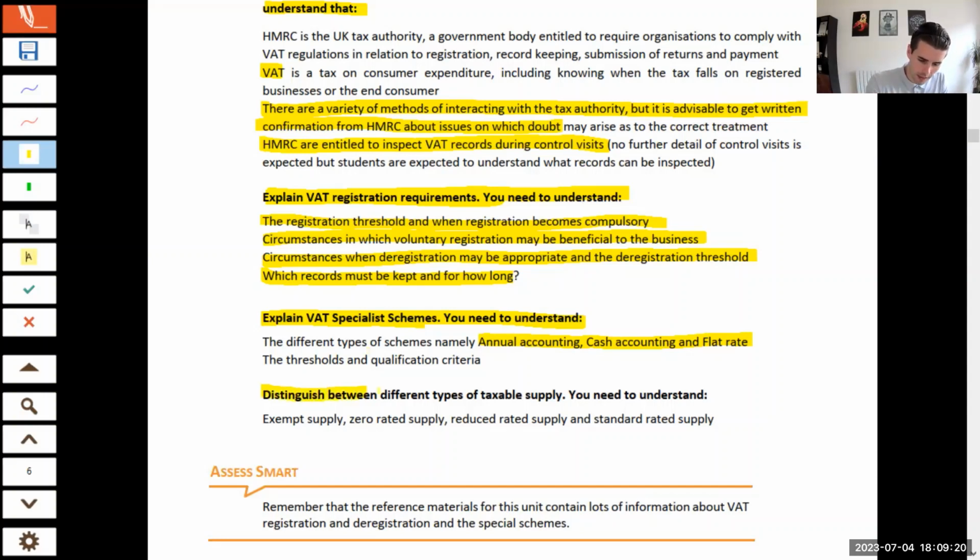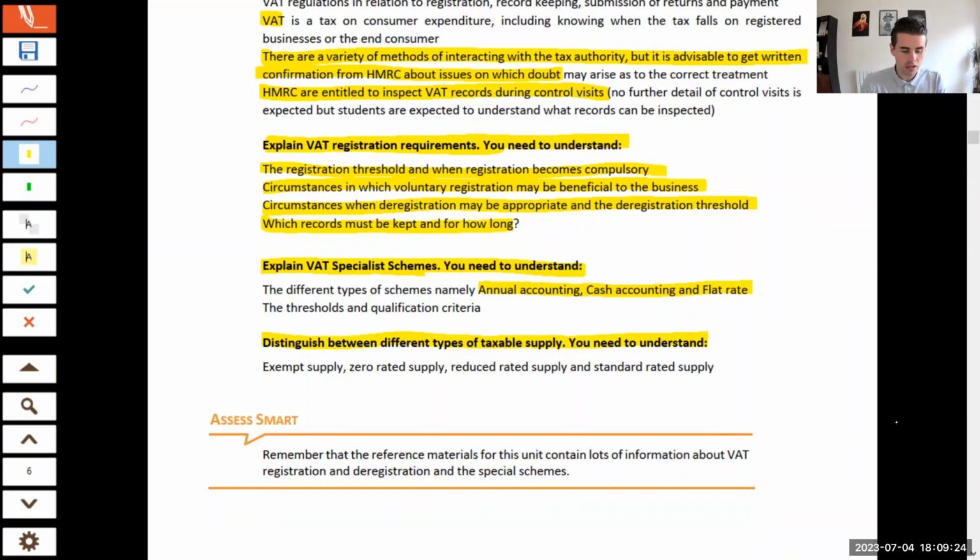And finally, distinguish between different types of taxable supply. So for example, we normally deal with standard, don't we? Your standard rate is pretty much your bread and butter in the modern business environment, but there are lots of other ones to be aware of as well. Exempt, zero rated, reduced rated, and of course standard, as we've just referred to. Primarily make sure that you're not getting exempt and zero rated mixed up.